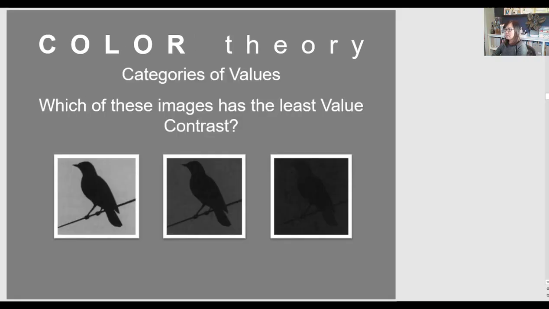So, which of these images has the least value contrast? It's the third one, right? Because it has the least value contrast, you can't see the object, which is the bird, against the background. So here you can clearly see the bird in the background. It has a nice value contrast. Here it's not as clear. You can see that it's starting to blend in, and then as soon as you darken the background, there is no contrast at all.